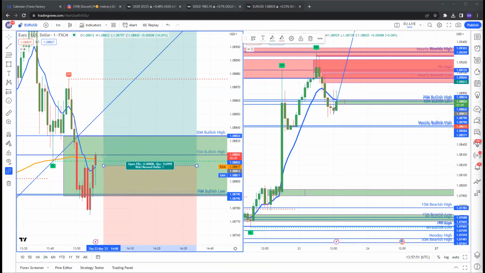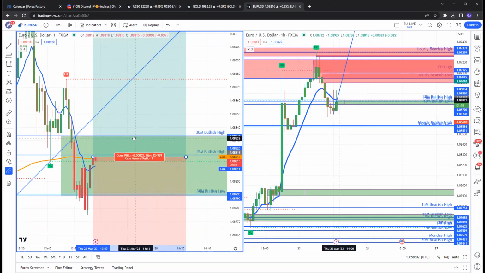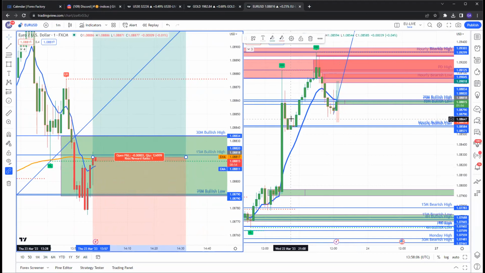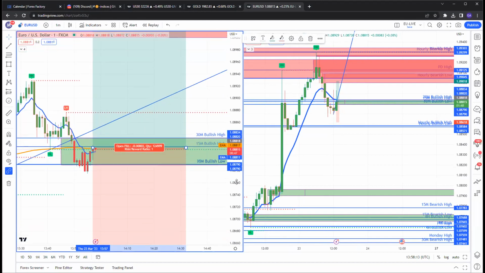Okay, so I just hopped in. It's about to close. I don't think it's going to close bearish. Okay, so that's the trade I'm in. I am only risking 0.25%, I think. So 20 pips stop loss, 20 pips take profit. So that is the trade.